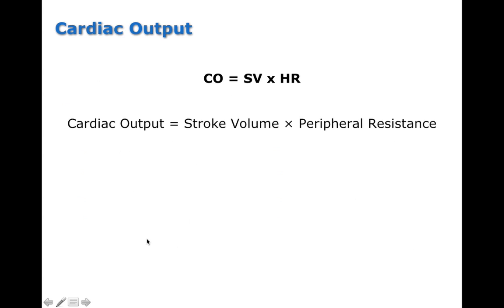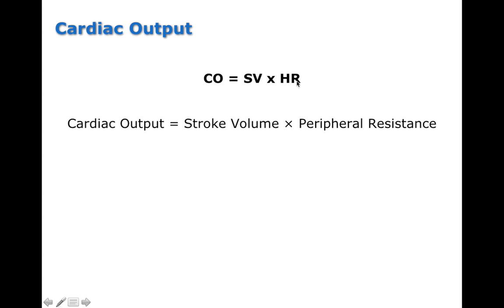Now, here are some different equations we want to know to help us figure out things like blood pressure and blood flow. The first one is called cardiac output, CO. The equation for cardiac output is stroke volume times heart rate. Cardiac output is basically the amount of blood that your heart pumps out in 1 minute. To figure that out, all you need is heart rate and stroke volume, right?